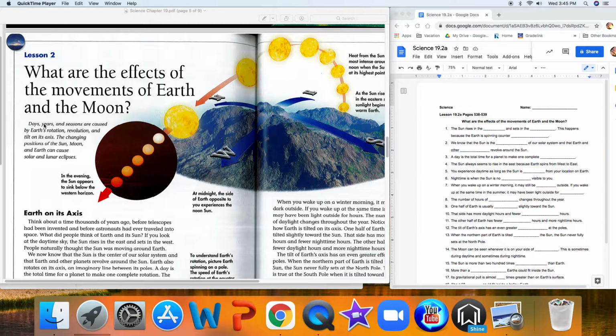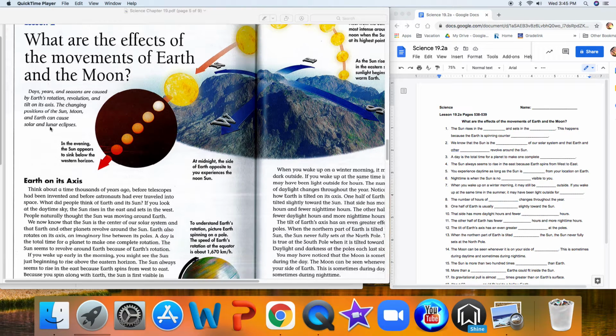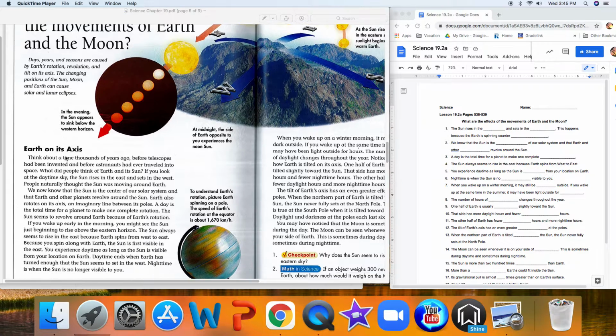Our summary statement says days, years, and seasons are caused by Earth's rotations, revolutions, and the tilt. So days by rotations, revolution is what a year is, seasons by the tilt. The changing position of the sun, moon, and the Earth can cause solar and lunar eclipses. We'll get that next week, guys, when we finish up this lesson.